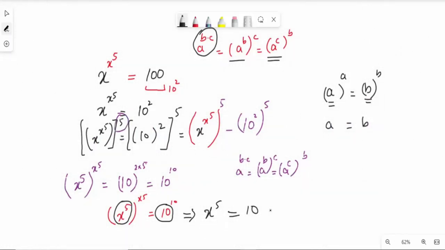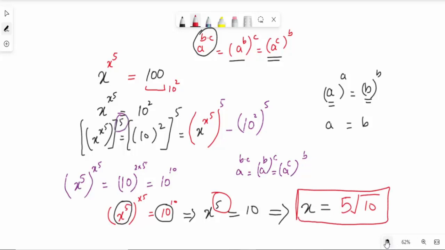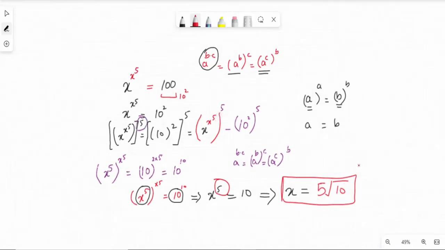Now x is equal to, what I will do, the 5th root of 10, because this is an odd number and it has only one root, that is equal to the 5th root of 10. This is the solution of this question. So guys, this is the solution of this question, a very simple way.